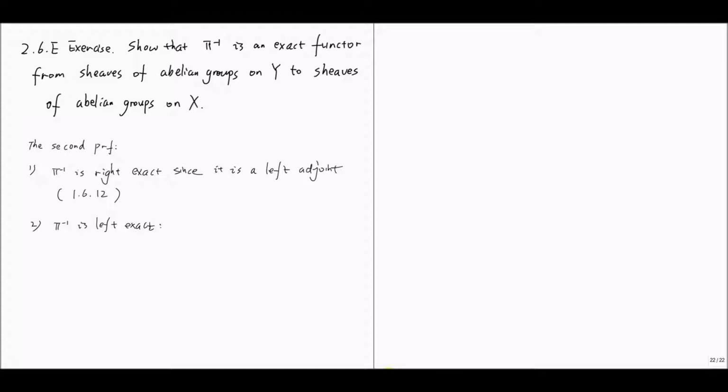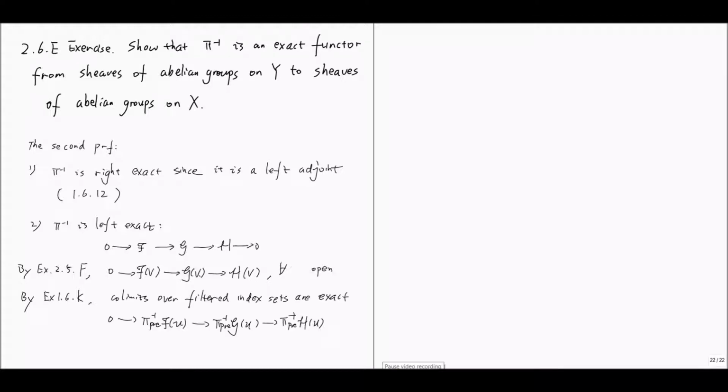Suppose we have a short exact sequence F, G, H of sheaves of abelian groups. By exercise 2.5.f, we have a left exact sequence for any open U. And now we take the colimit. By exercise 1.6.1k, the colimit over filtered index sets is exact. So we get this exact sequence.